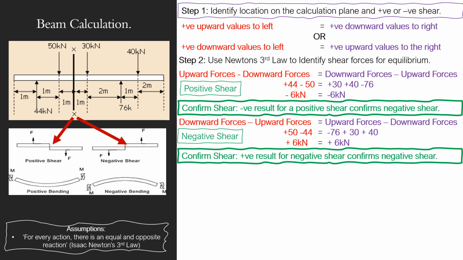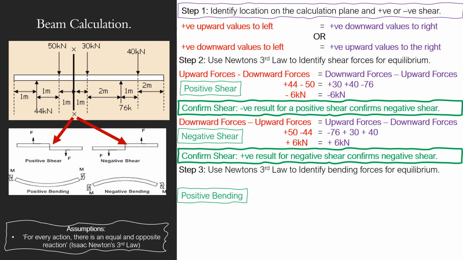So it's in equilibrium. So that's perfect. Okay, so then I do exactly the same with the bending. So positive bending, negative bending, positive bending. What I'm trying to say here is I look at the picture. So the picture's showing me positive bending.